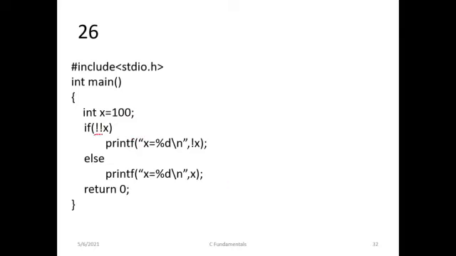X is 100. If not x, what will happen? First not x will happen. This is allowed. Two different operators continuously is allowed. So first not x is 0. Again we are doing not, so true. What is actually getting printed? Not x is printed. So not 100, so 0 will get printed. x is equal to 0 will be the output of this particular program.